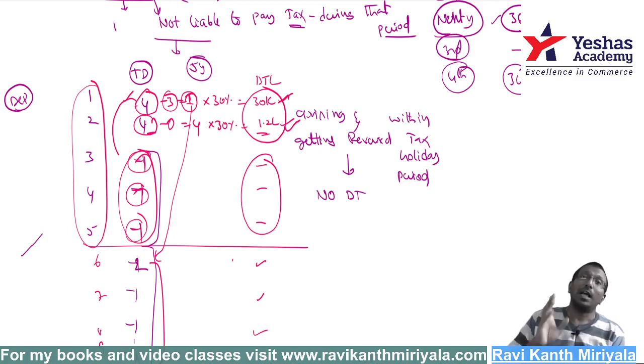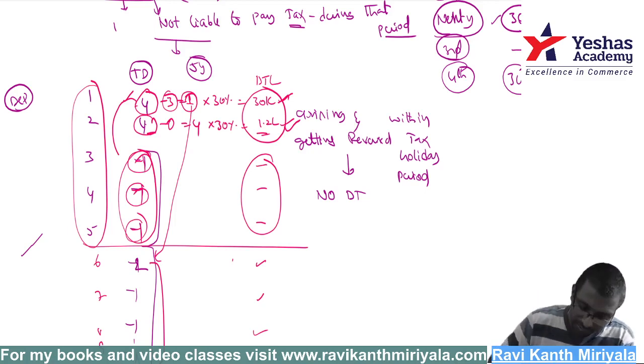But if it is arising within the tax holiday period and getting reversed after the tax holiday period, it is arising now, so create for that one. Again, the rules of deferred tax asset will always remain the same. You will be creating deferred tax asset only when there is a reasonable certainty or virtual certainty, depending upon the situation.